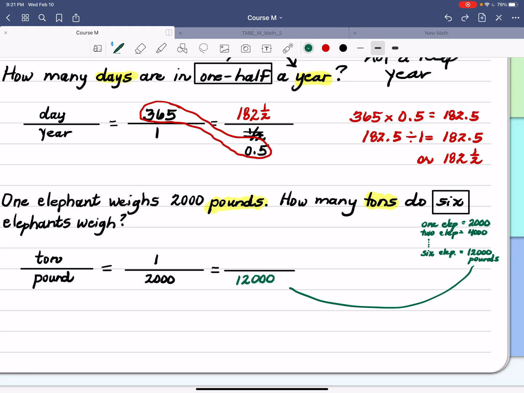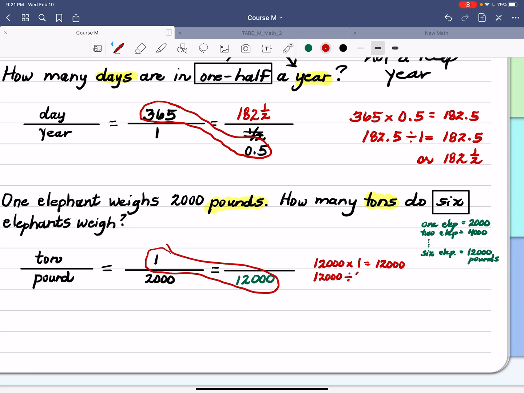Okay, so then I'm going to draw the peanut. The process doesn't change. You still draw a peanut, and you still multiply it. So 12,000 times 1 is 12,000. And you still divide by the number that's not in the peanut. And that is 6. So 12,000 pounds is the same as 6 tons. 6 elephants weigh 6 tons.